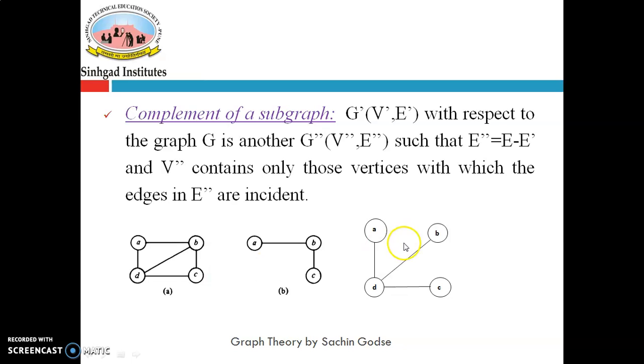So the edge set of the complement of the subgraph will contain edges E minus E dash, and the vertex set will contain only those vertices with which the edges in the E double dash are incident. Take the previous graph: graph A B is a subgraph of graph A. So the complement of subgraph A B with respect to graph A is nothing but this one.